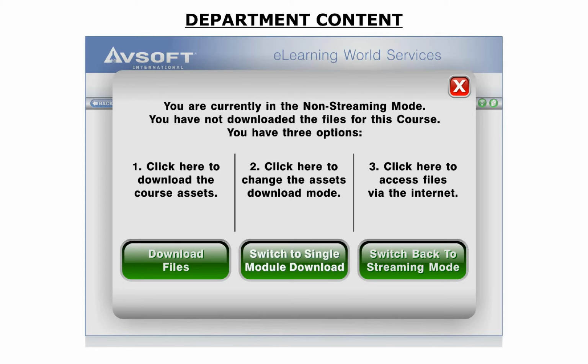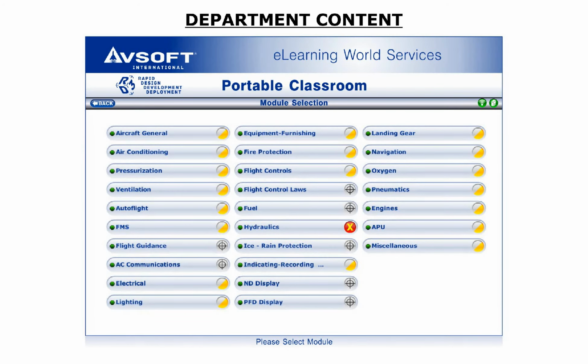A user can either download the entire course, change the download mode to module by module, or switch back to the streaming mode. If the download mode is set to module by module mode, or the offline mode option is set to off, this is indicated by a green dot. Tapping on a course button will present the user with a module selection page.